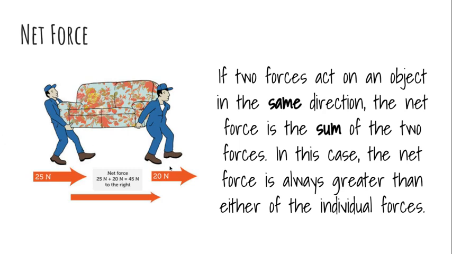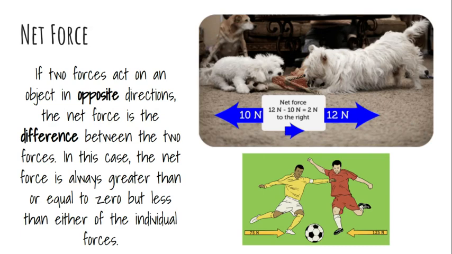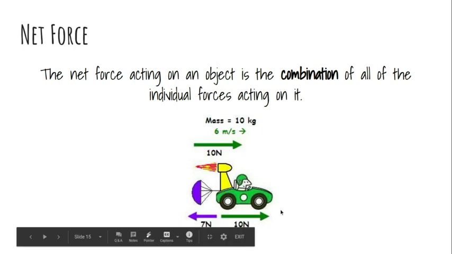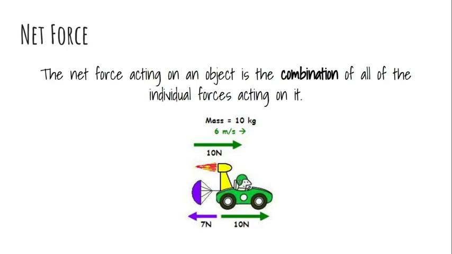So in this case, it would be 20 plus 25, and that couch is going to move with 45 newtons of force to the right. And that's pretty much it. So it's kind of intuitive. If it's going the same direction, you add them together. If they're going in the opposite direction, you subtract. And in the case where we have some going in the same direction and one going in the opposite direction, you add them and then subtract. And then there you go. So that's calculating net force, okay?